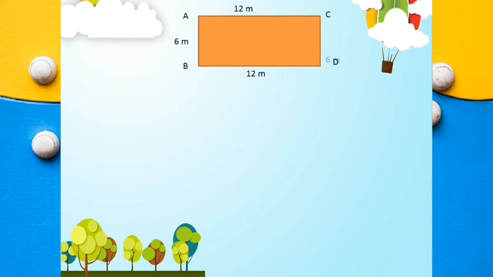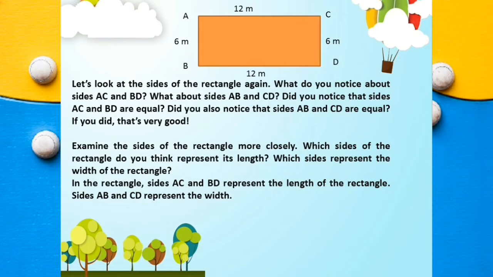Let's look at the sides of the rectangle again. What do you notice about the sides AC and BD? What about the sides AB and CD? Did you notice the sides AC and BD are equal? Did you also notice the sides AB and CD are equal? If you did, that's very good. Because if you notice, side AC is the same as BD, and AB is the same as CD. So, they are equal.